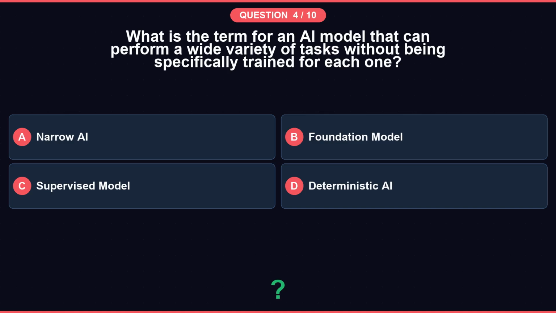Question 4. What is the term for an AI model that can perform a wide variety of tasks without being specifically trained for each one? A. Narrow AI, B. Foundation model, C. Supervised model, D. Deterministic AI.